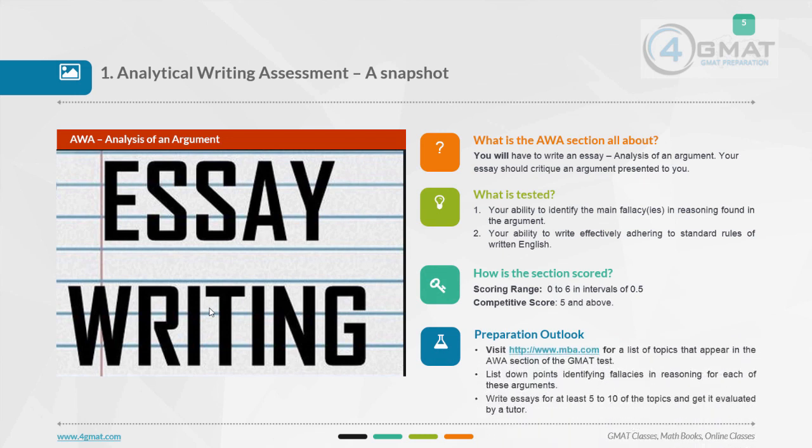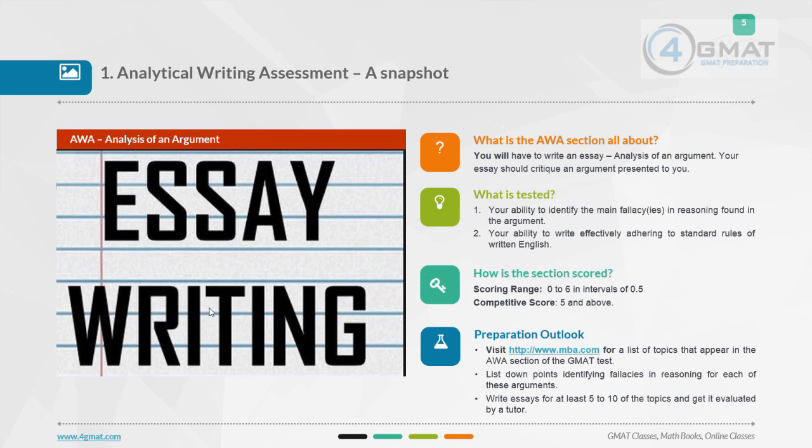From a preparation point of view, MBA.com, which is the official GMAT site, provides you with a list of questions or argument topics that are likely to be tested in the GMAT. Go through each one of those meticulously. Jot down points critiquing what is wrong with that argument. That is one part. Second thing, pick at least 10 of those essays and write an essay for each of those 10. For about 30-40, you might basically jot down the points. For 10 of those 30, actually go and write the essay. Get at least 2 or 3 of your essays evaluated by a tutor and find out how you can improve upon this.